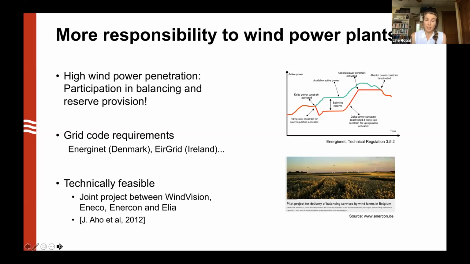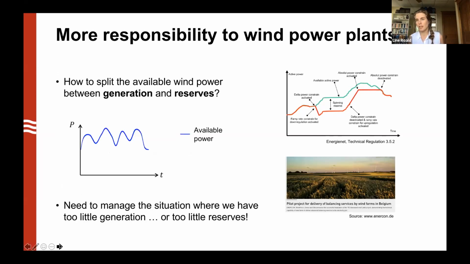And it's been shown that it is technically feasible, both in the field and in theory. But one of the interesting things when we start thinking about how we can use wind power plants to provide both generation and ancillary services is how we are going to split the available power between generation and reserves. You can think about this here. I've just drawn a little sketch. The amount of available power from the wind power plant is going to vary over time.